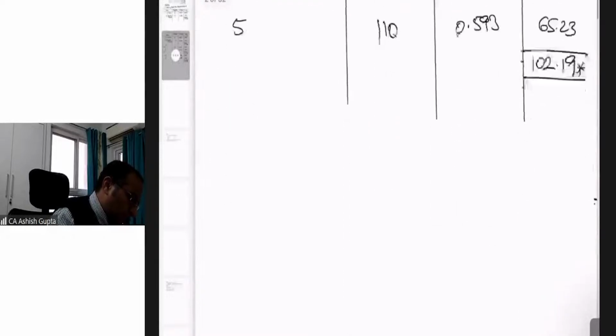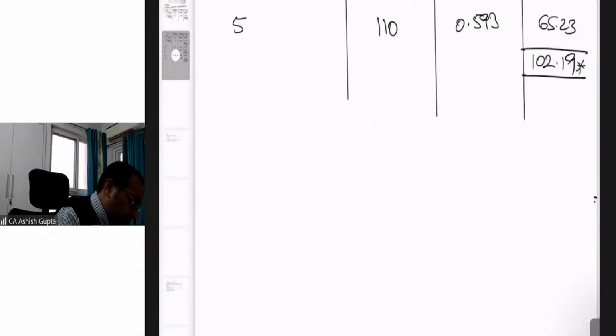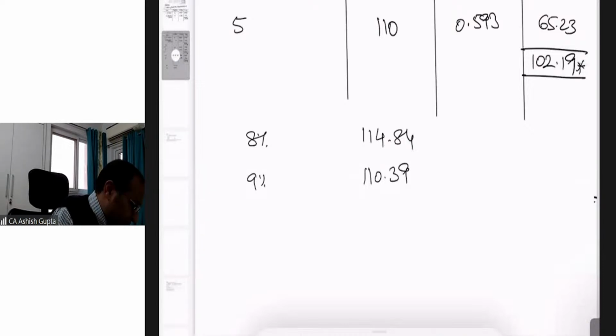Okay, now let me summarize these values. If the required yield is 8%, the value is 114.84. If the required yield is 9%, the value is 110.39. If the required yield is 10%, the value is 106.21. If it is 11%, the value comes to 102.19.